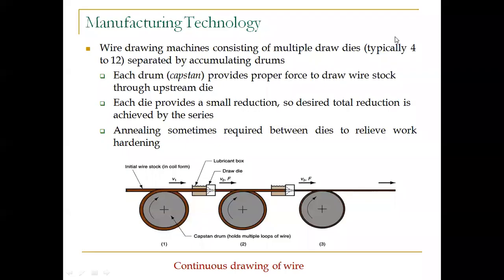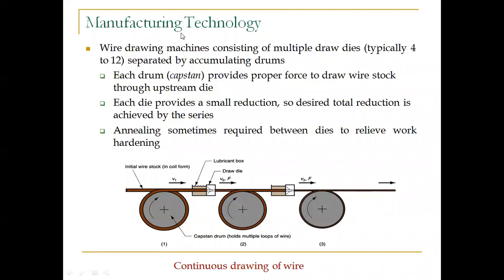The wire drawing machine consists of multiple draw dies, typically 4 to 12 in number, separated by accumulating drums. Each drum provides the proper force to draw the wire stock through the upstream die. Each die provides a small reduction, so the desired total reduction is achieved by the series of operations. Annealing is sometimes required between dies to relieve work hardening.